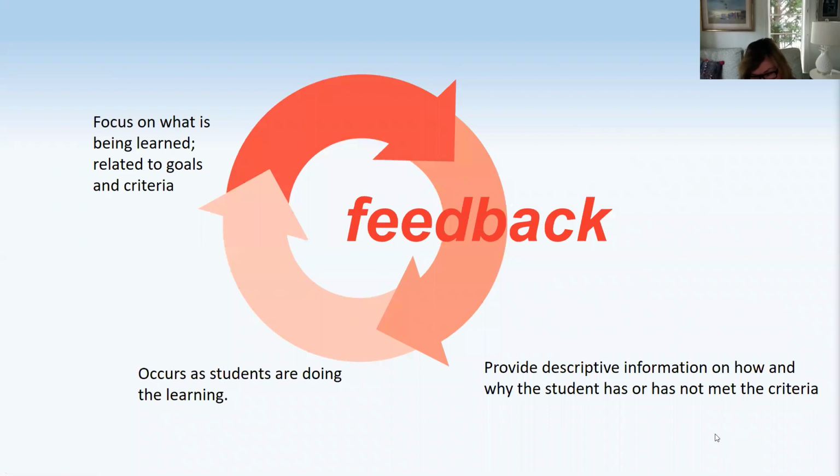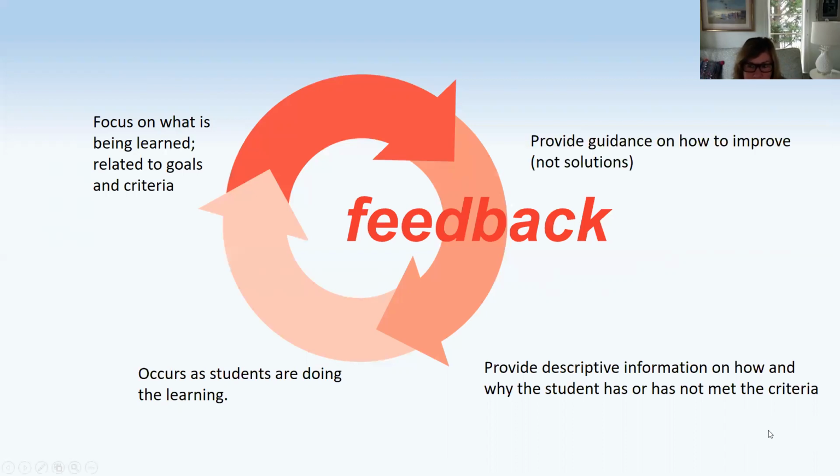In some of the videos we've seen, and one in particular, the teacher used the idea of a star and a step with her second grade students. So the information about the star is how and why they've met the criteria, but then the second part, the step, should be the guidance, where they've not met the criteria, combined with guidance. If you can click again, Paul, guidance on how to improve.